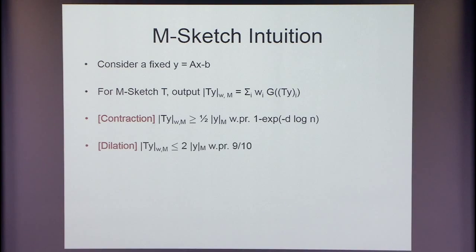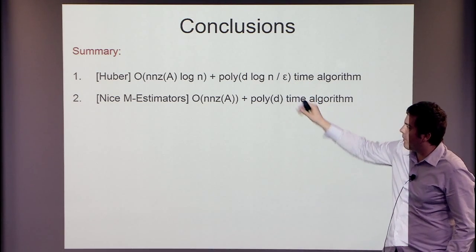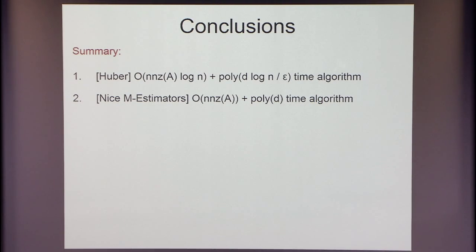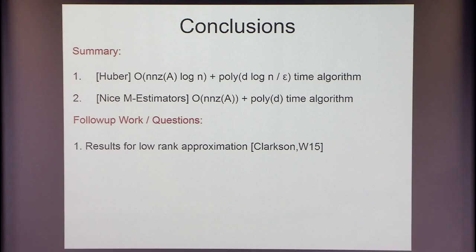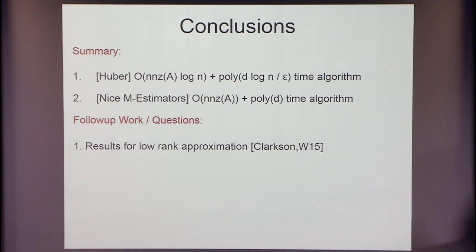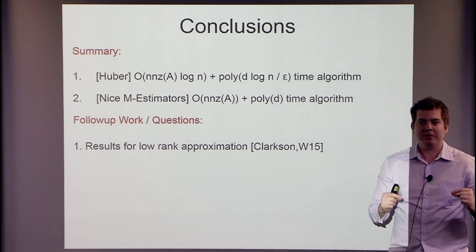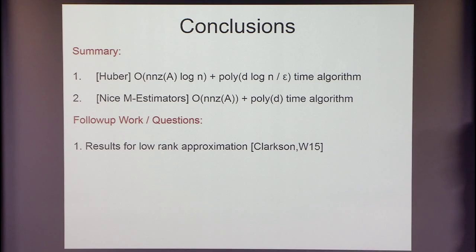Okay, so let me just conclude. In summary, we give input sparsity time algorithms for Huber loss function and for nice M-estimators more generally. Follow-up work and other questions: we have some recent results for low-rank approximation. Typically when one does the singular value decomposition, one is interested in minimizing the sum of squares of distances. What we can do is minimize the sum of an M-estimator applied to the distances. This is a much more broad class of low-rank approximation problems.